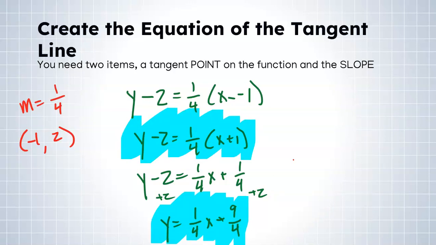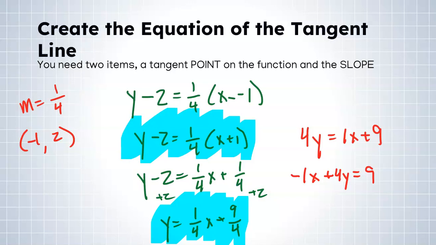You can even do standard form by multiplying everything by 4. You get 4y equals 1x plus 9. Subtract the x over, -1x plus 4y equals 9. That would be standard form. Any form is fine with me, unless specifically stated. They all are equations of lines.